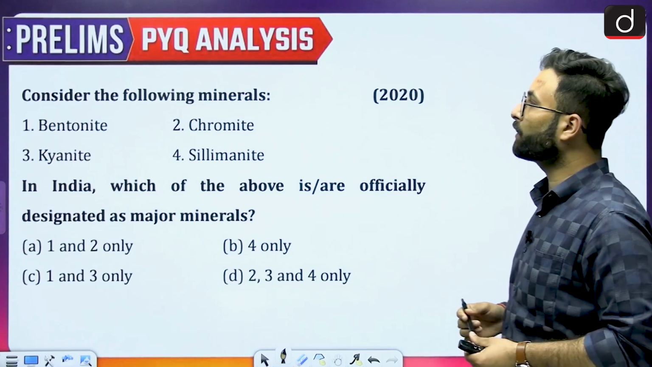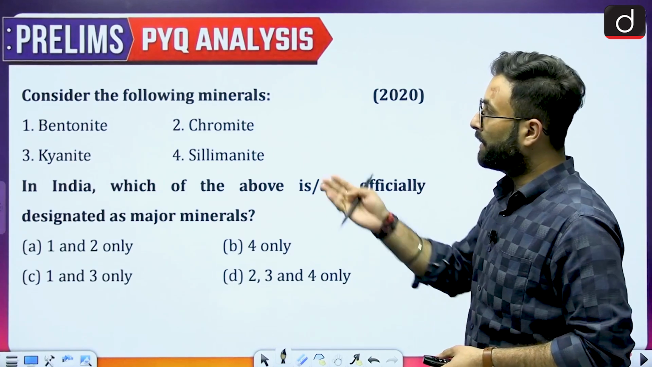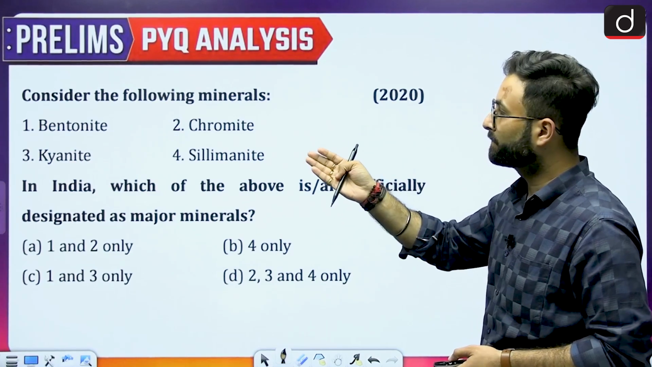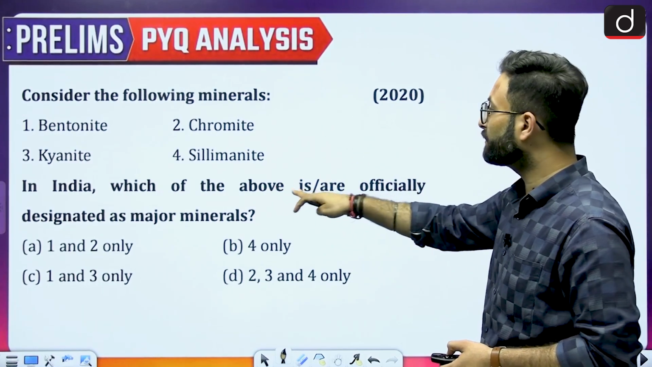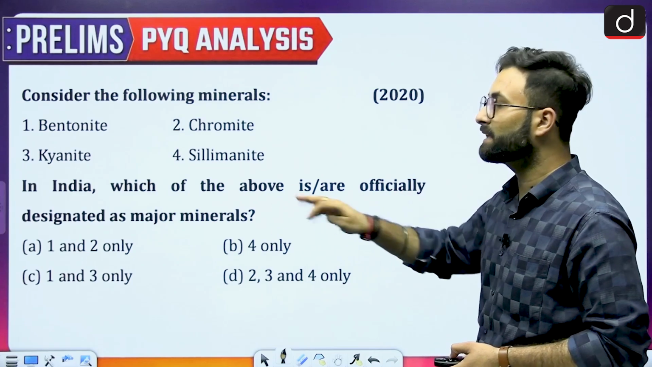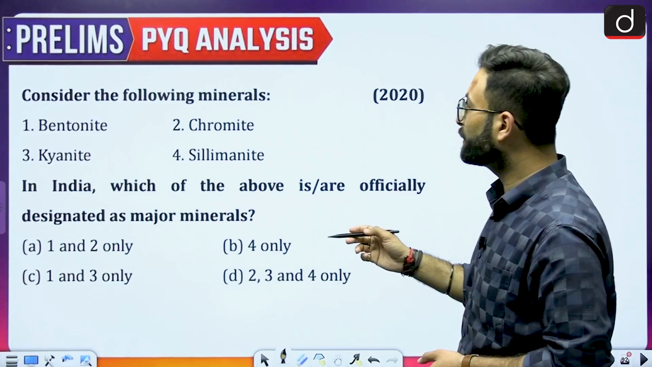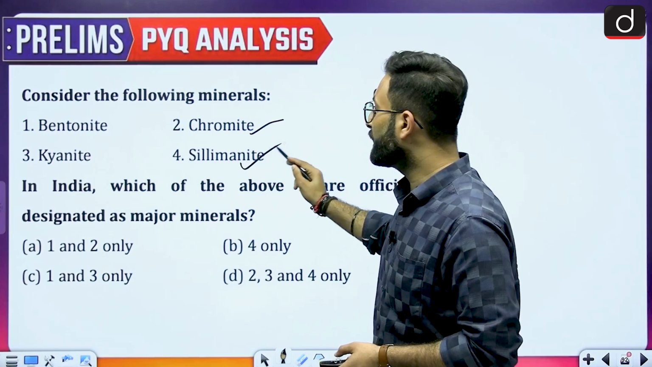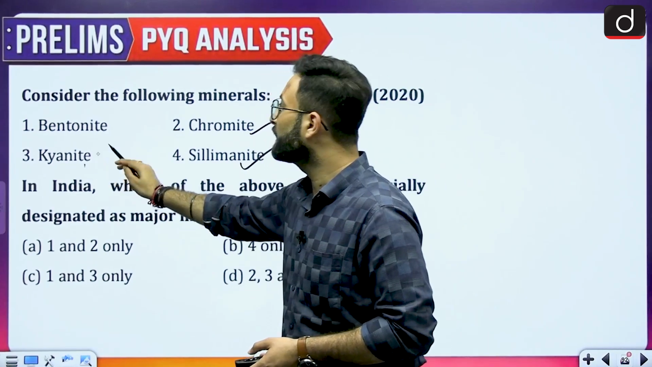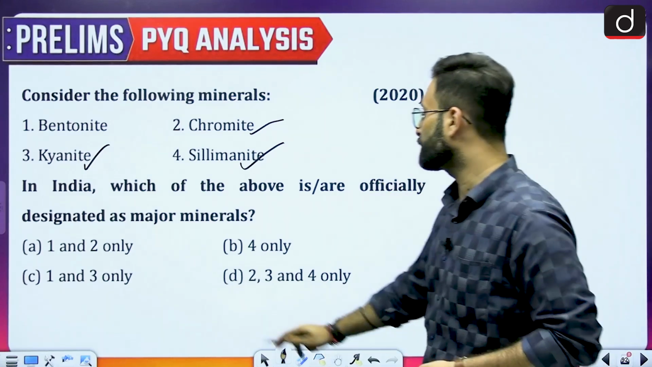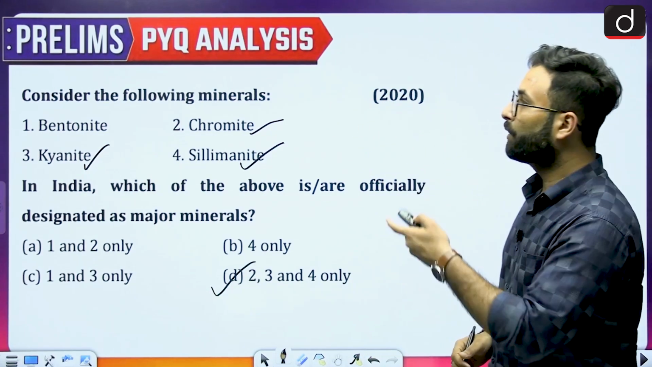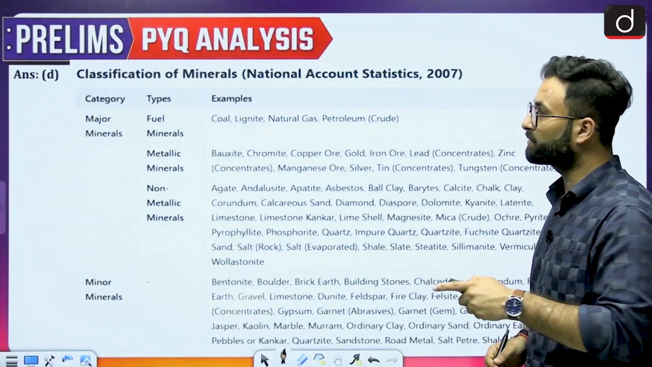Moving further, consider the following minerals: bentonite, chromite, kyanite and sillimanite. Now these are the 4 which are given. In India, which of the above is officially designated as major minerals? Okay, so if you talk about the major minerals, chromite is there, sillimanite is there, kyanite is there. So 2, 3 and 4, that is option D, is your right answer over here. Now bentonite is a minor mineral.